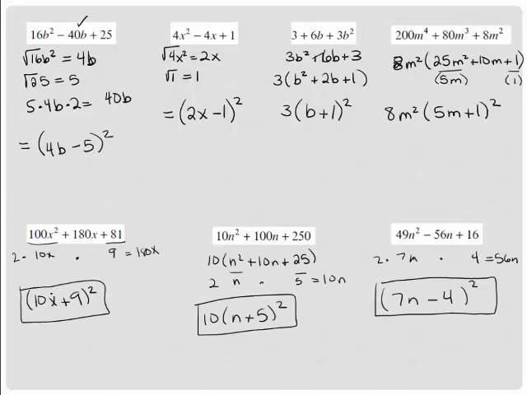Okay, looking at our answers, the first one, I had a perfect square and a perfect square, so it factored to 10x plus 9 squared because 2 times 10x times 9 gave me 180x. And the second, I did not have perfect squares, so I pulled out a 10, which left me with perfect squares, which factored to n and 5, so 2 times n times 5 was 10n, which matched. So I got 10 times n plus 5 squared. And then in my last example, the square roots were 7n and 4. 2 times 7n times 4 gave me 56n, so I factored to 7n minus 4 squared.